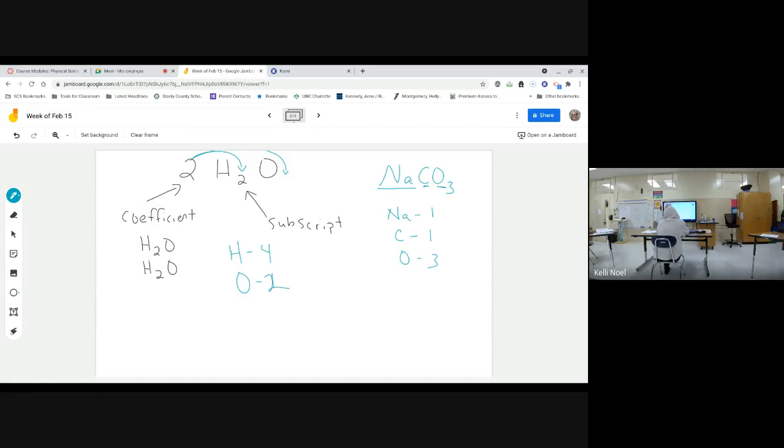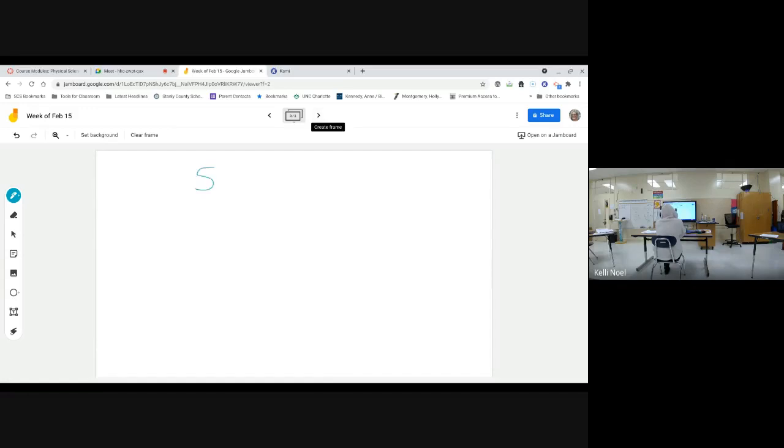You have, go to another page here. 5, Z, I make my Z's like this so I know it's a Z, not a 2. N, S, O, 4. First thing I like to do is write out all the symbols. I know Z and N go together. S is by itself and O is by itself. I have a 5 in front of that. I'm going to automatically go 5 times, 5 times, 5 times.